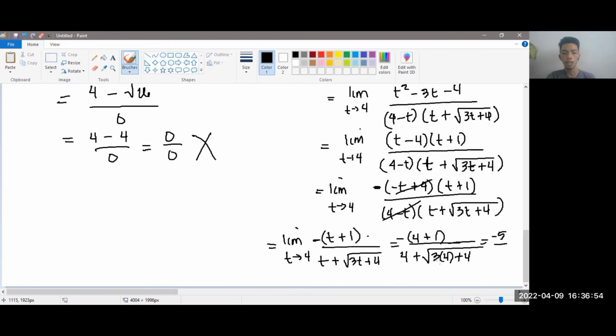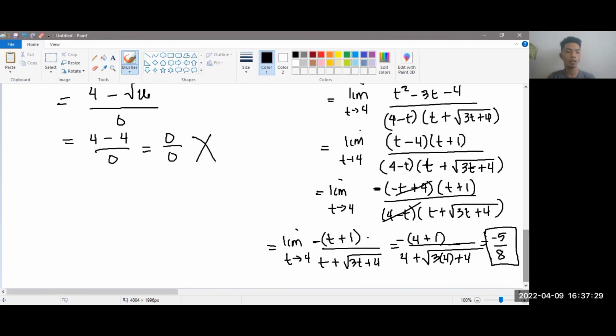Okay, tingnan nyo maigi ito. Yung square root ng 3 times 4 plus 4 will be square root of 16. At you know that square root of 16 is 4. And 4 plus 4 is 8. So therefore, the limit is given by negative 5 all over 8. Ayun. So ganun pong mag-solve ng limits.